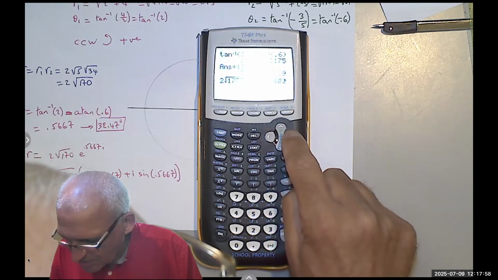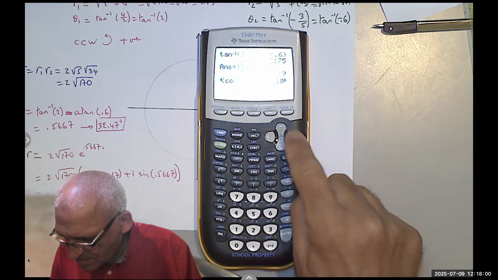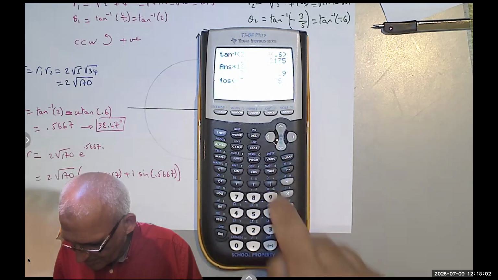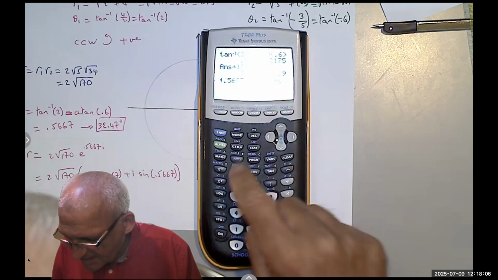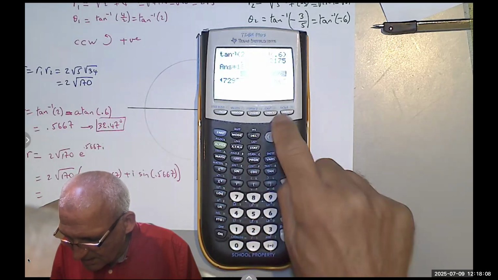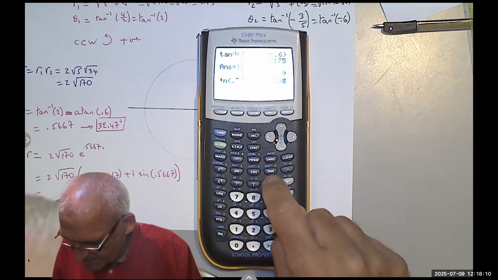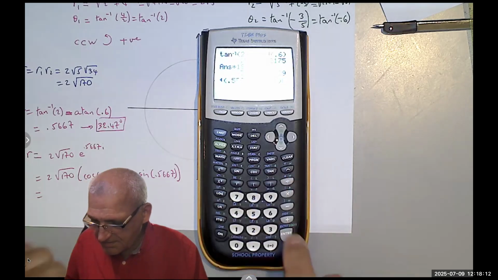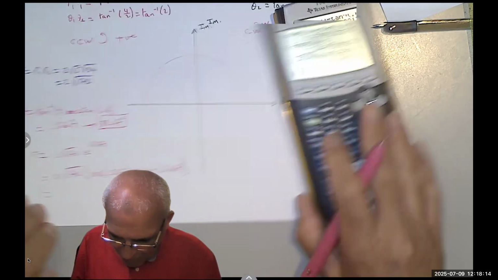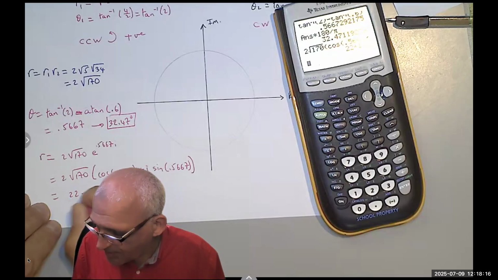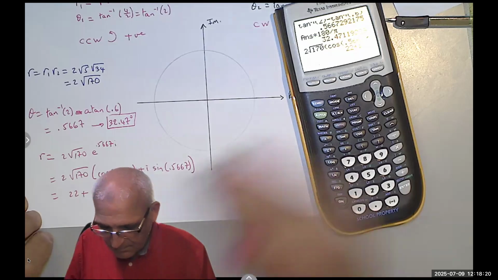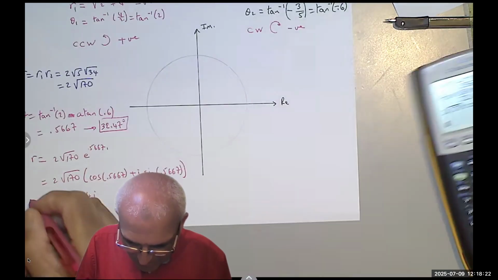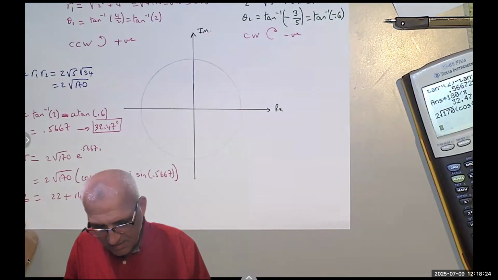Okay. So close the parentheses plus i sine of this angle, close parentheses, close the big parentheses. So I get 22 plus 14i. And that's basically z, which is z1 times z2.